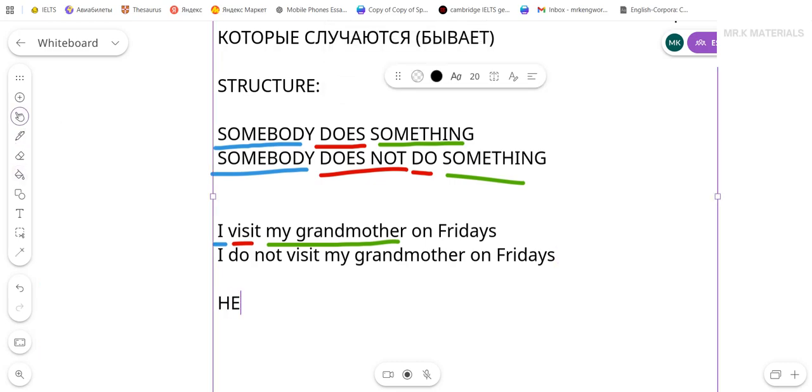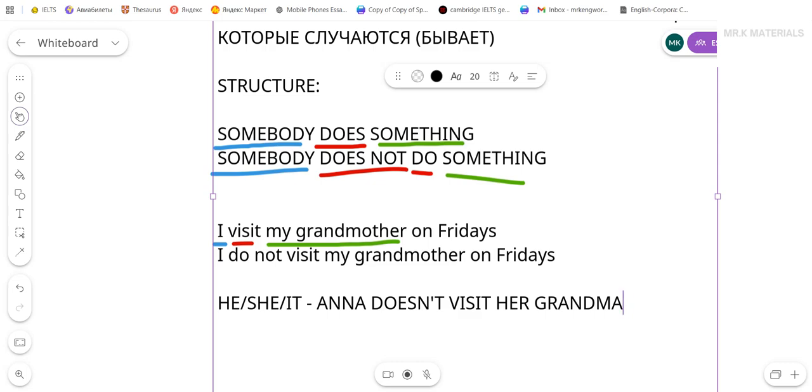Now, one would have he, she, it. You probably know this, but still, it won't hurt to revise this. We do not say I do not. We say he does not, she does not. It could be Anna, it could be mother, it could be brother. As long as their pronouns are he, she, it, we say does not. Anna does not visit her grandma on Fridays. Yeah, could be something like this.